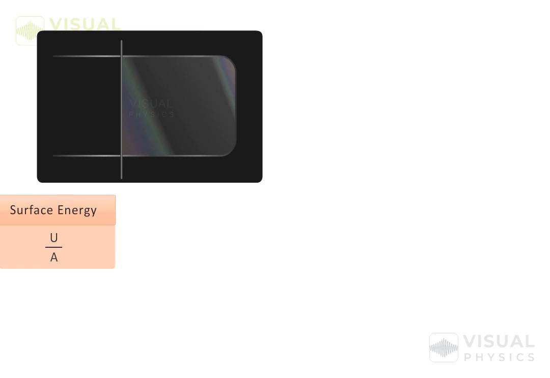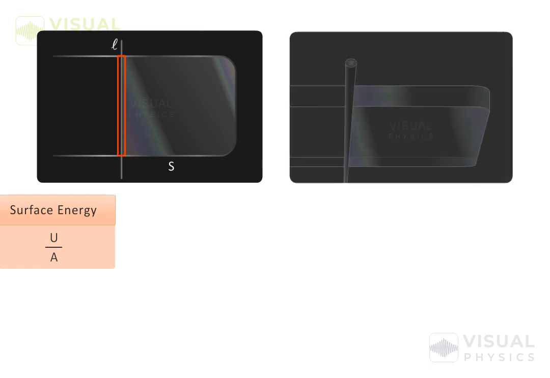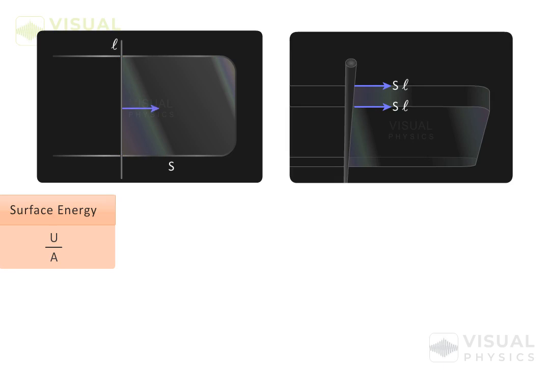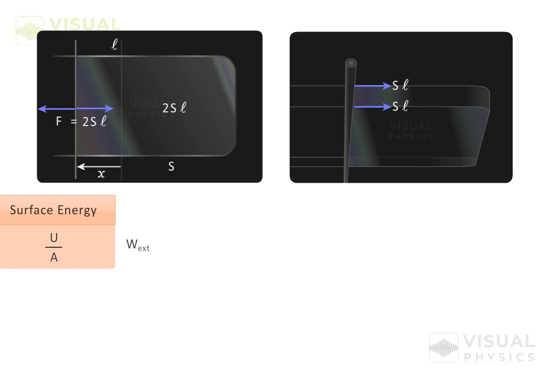In this experiment, if we consider the surface tension to be equal to S and the length of this wire to be equal to L, then the force on the wire will be equal to S into L from each of the two surfaces. Therefore, total force on the wire will be equal to 2S into L. If we apply an equal external force on the wire, such that the wire is made to move slowly by a distance x, then the external work done on the system will be equal to this term.